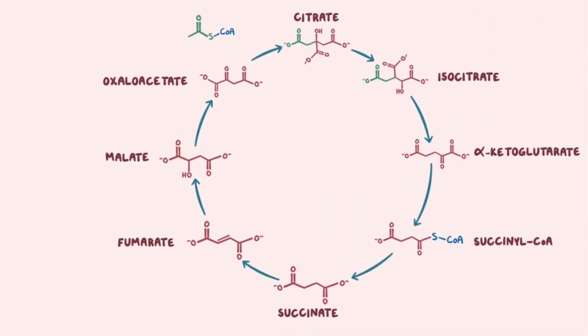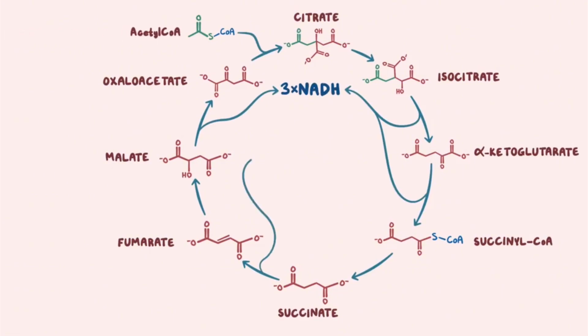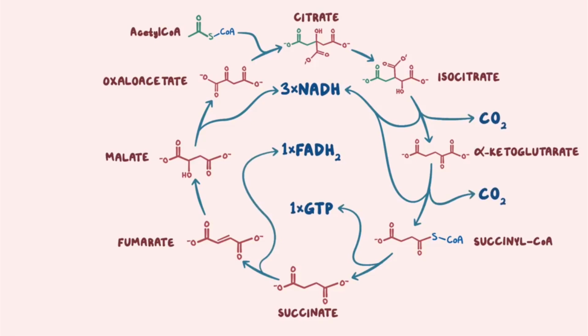Alright, as a quick recap. In the end, from one acetyl-CoA molecule, we've made 3 NADH, 1 FADH2, 1 GTP, and 2 carbon dioxides. The carbon dioxides leave the cell and are transported in the blood as bicarbonate, thanks to enzymes called carbonic anhydrases. They're then exhaled by the lungs.